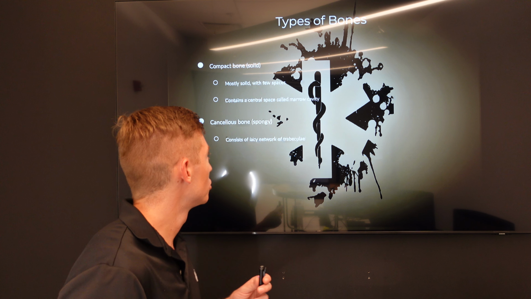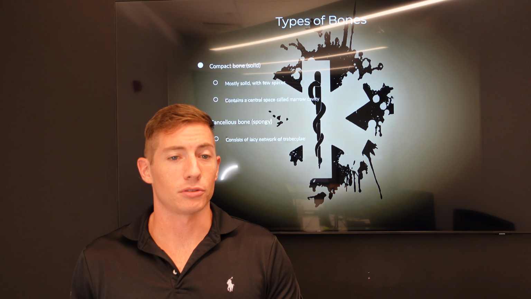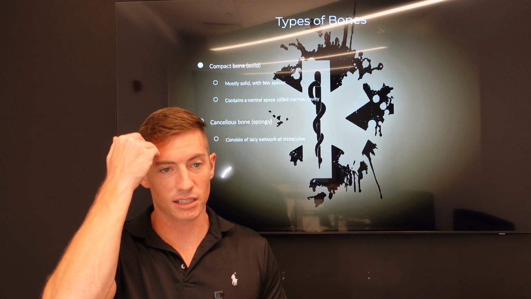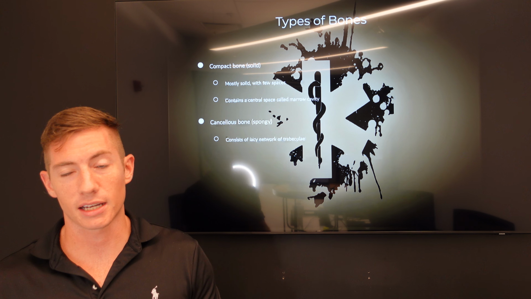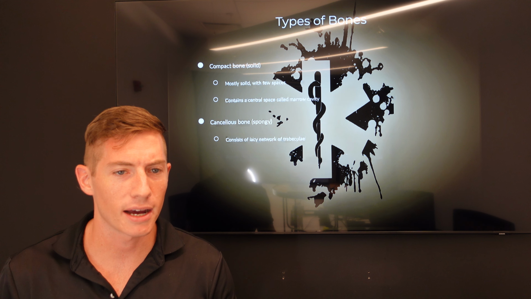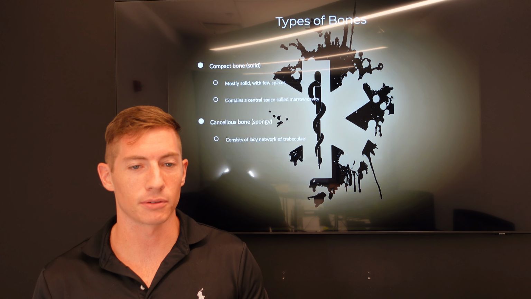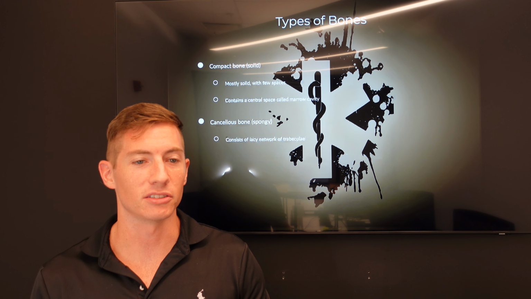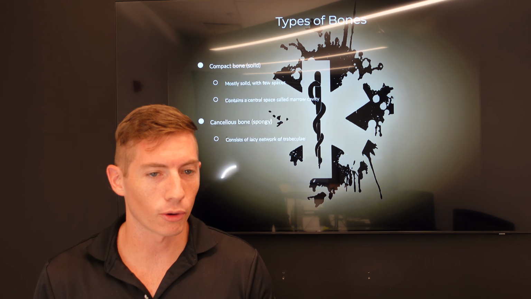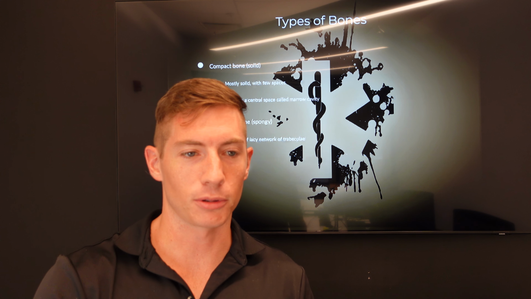So you have two main types of bone. You have compact bone, solid or cortical, mostly solid with few spaces, which contains a central space called the marrow cavity or marrow canal. Then cancellous bone, spongy or trabecular. The cancellous bone consists of a lacy network of bony rods called trabeculae. Trabeculae are oriented along the lines of stress to increase the weight-bearing capacity of the long bone.